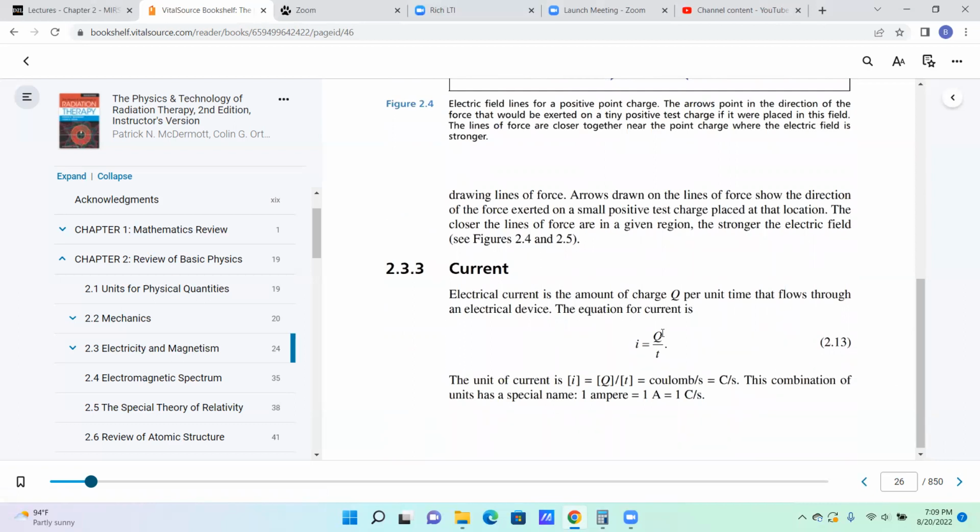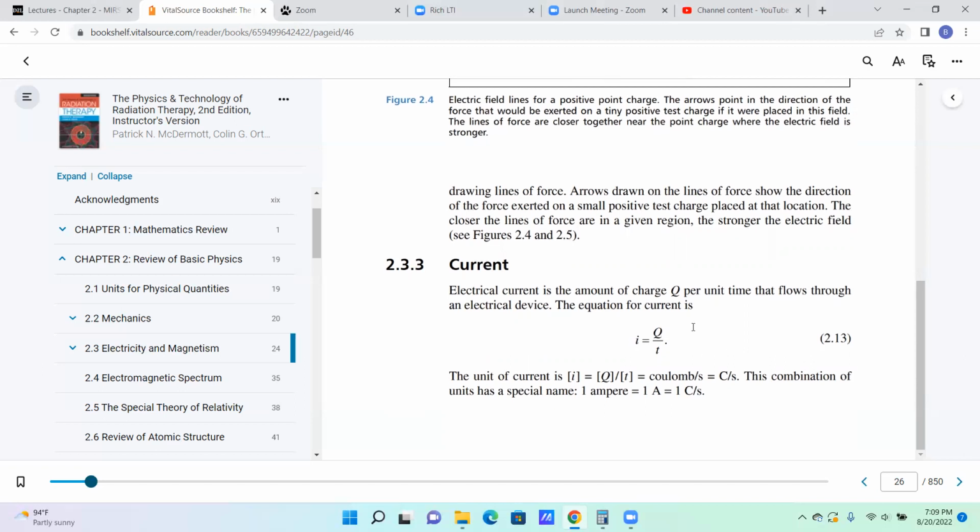So now we've talked a little bit about field lines and electric fields. What happens when the charges start moving? That's going to get us into the concept of current. Electrical current is the amount of charge that flows through some spot in an electrical device over a certain amount of time. It's going to be represented with I. I is equal to Q over t, and the unit here is coulombs per second, which is the same as an ampere.